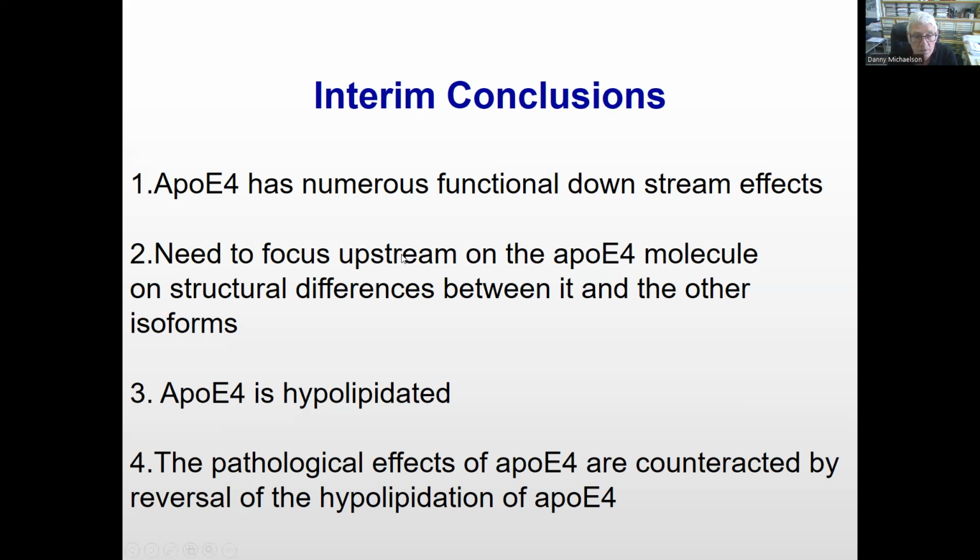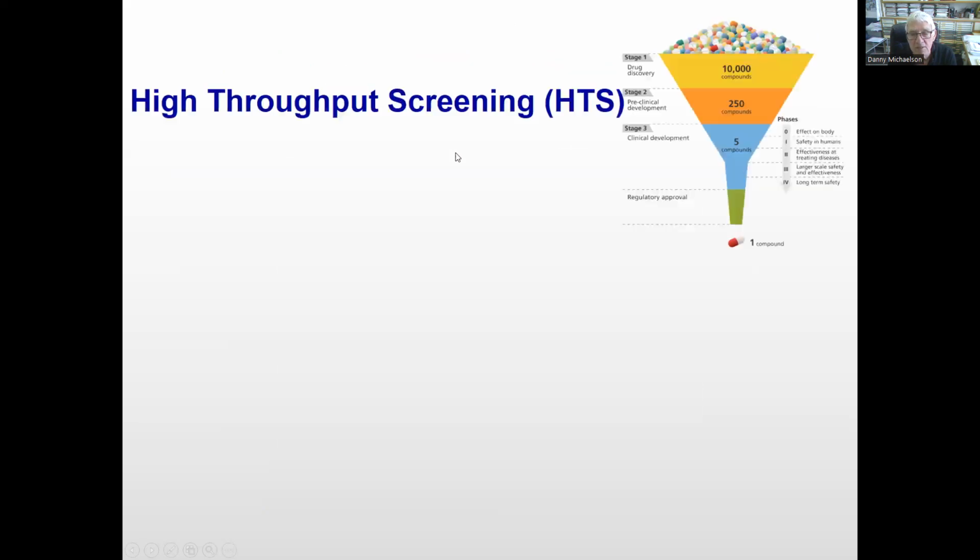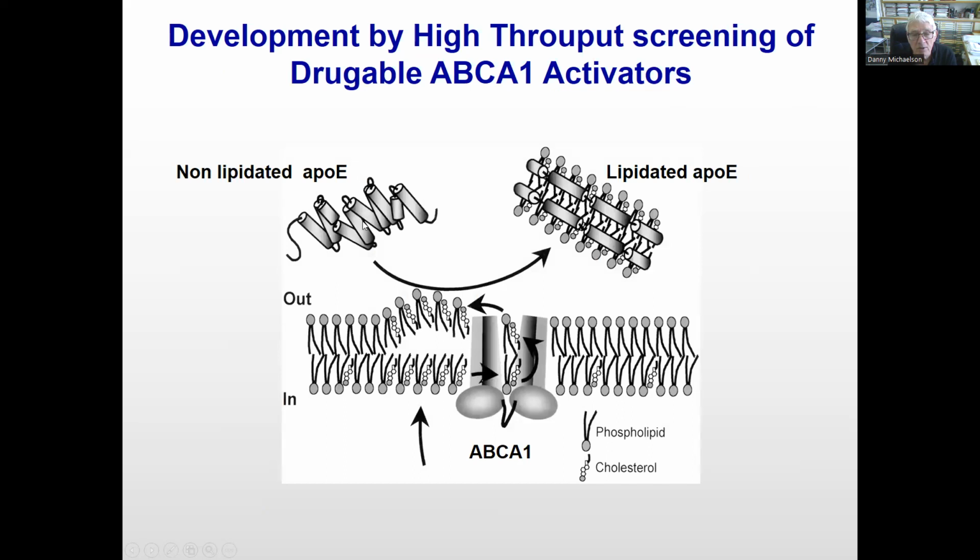Okay, so what do we do now? Since we have proof of principle that by activating ABCA1, we can correct ApoE4-driven pathologies, we wanted to develop a way that would allow us to find small molecular weight druggable ABCA1 agonists that could be used as potential drugs. So in order to look for them, we developed a high throughput screening looking for druggable ABCA1 activators. This is shown over here.